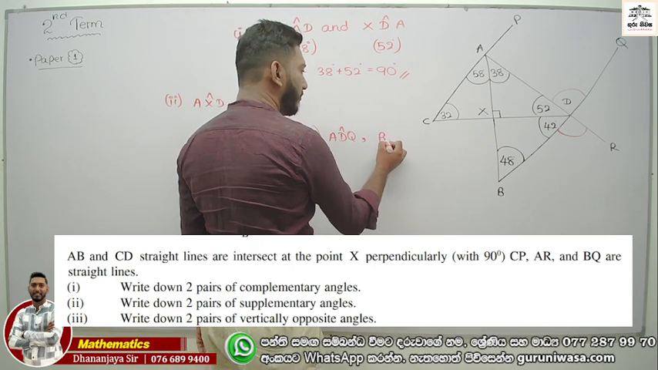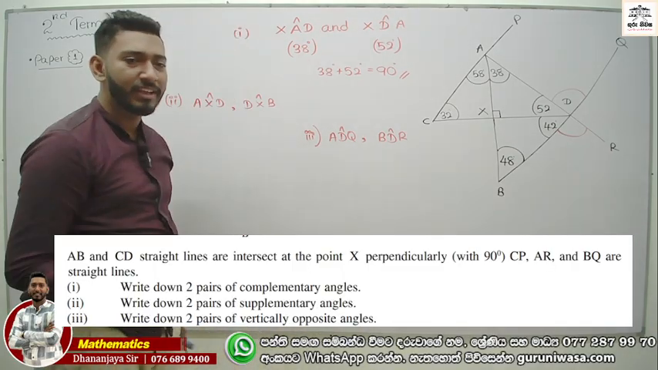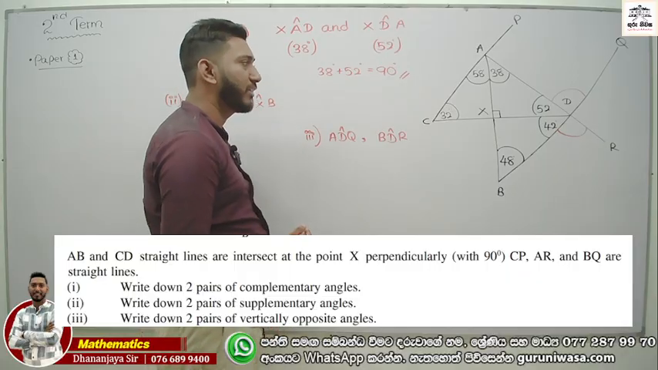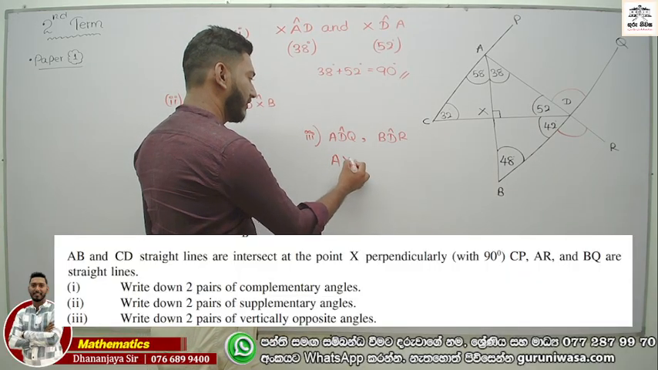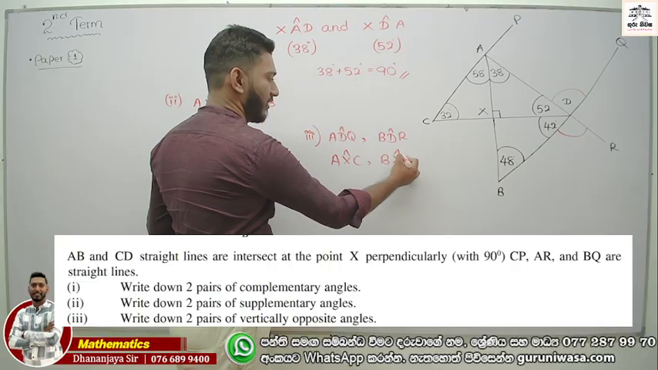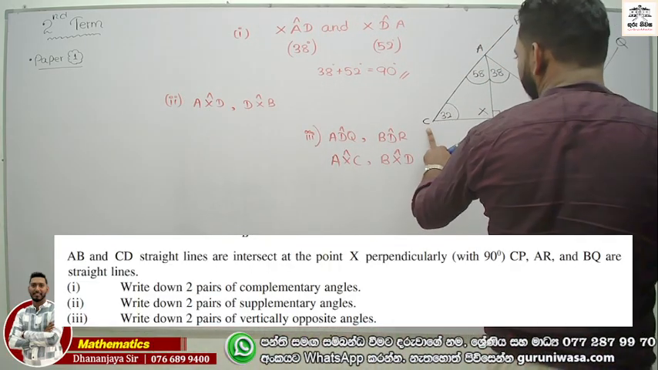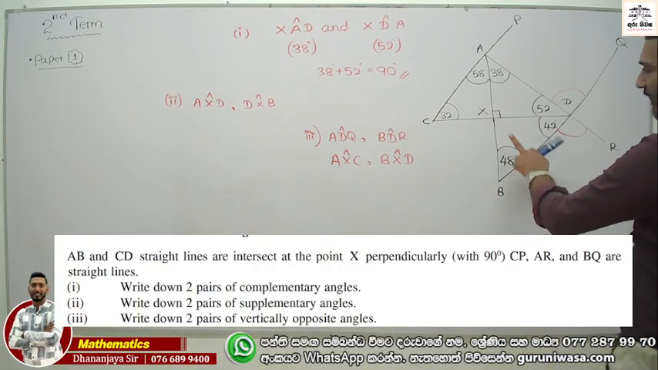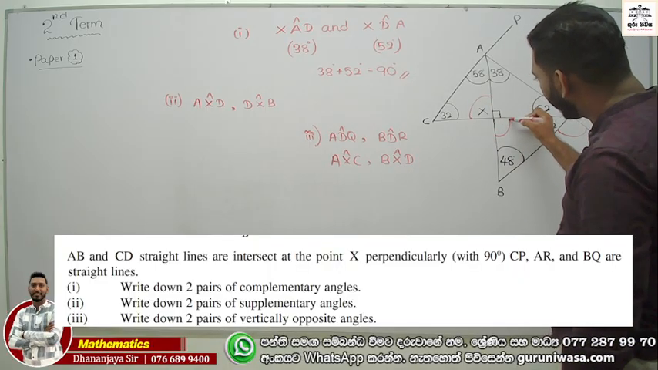ADQ and BDR. Right. Tell me one more. AXC and BXD. Right. Now check. AXC and BXD. Yes. These two angles are vertically opposite.